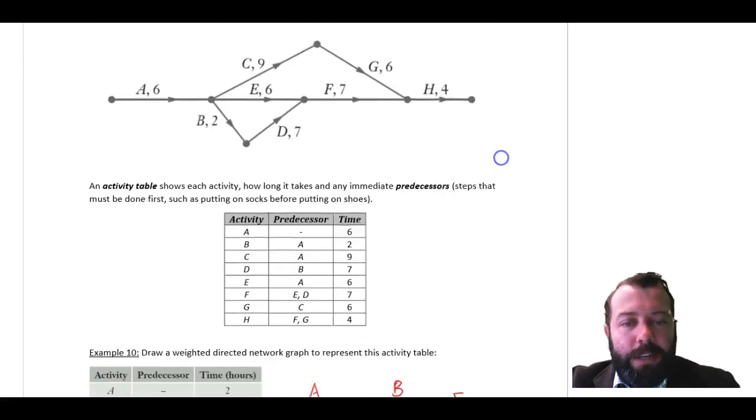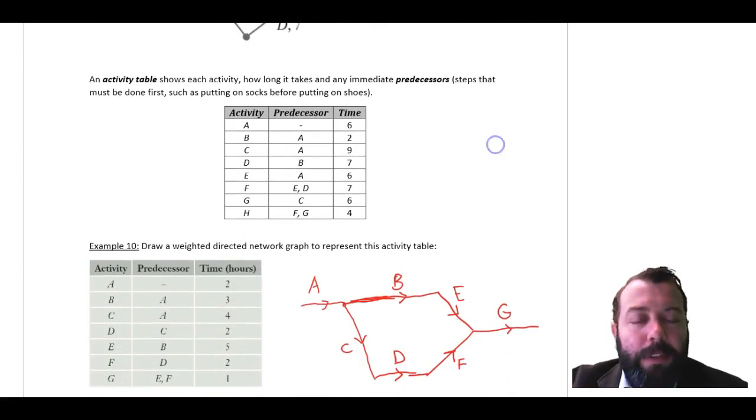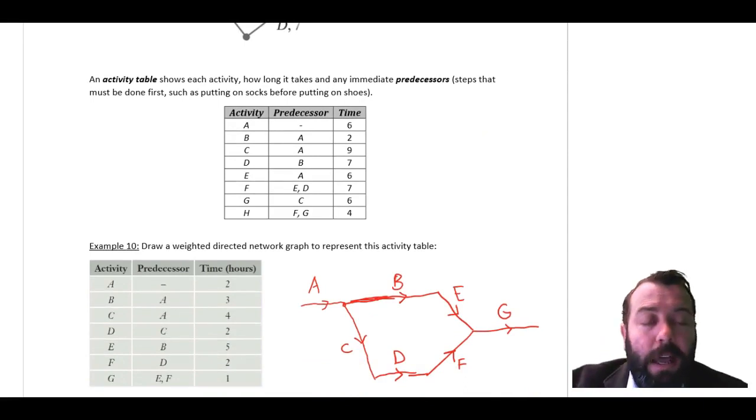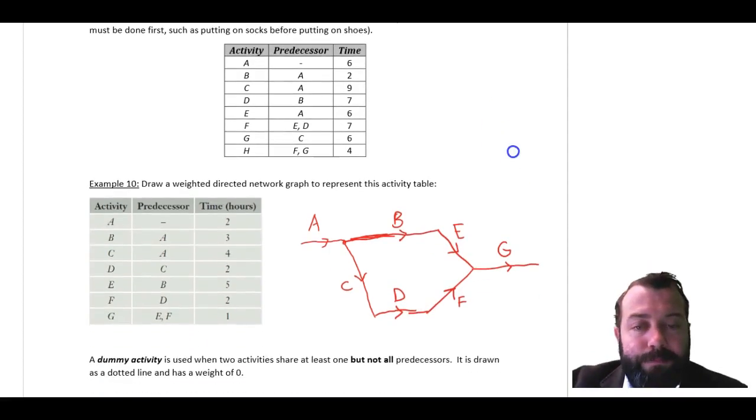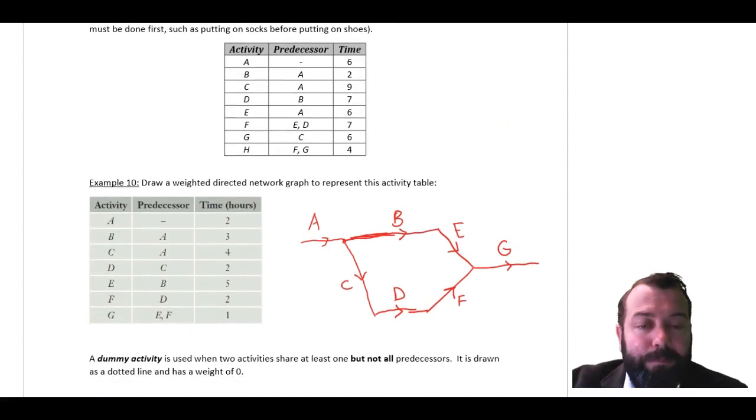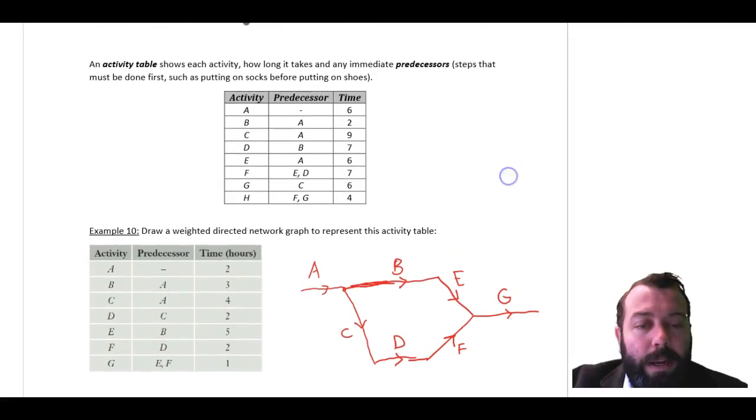We looked at activity tables and this idea of a predecessor. So these are directed network graphs and sometimes weighted directed network graphs. Certainly for the next part they will be. We can have no predecessors, we can have one predecessor, we can have more than one predecessor. If an activity has more than one predecessor, then those predecessors are usually drawn coming together.